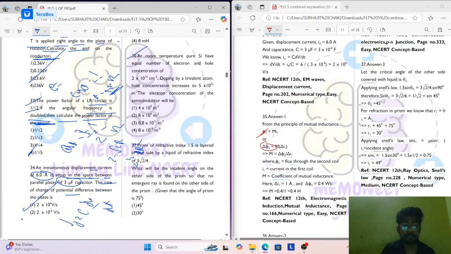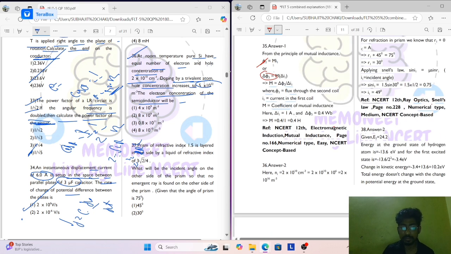At room temperature, pure Si has equal number of electron and hole concentration. On doping by trivalent atom, hole concentration increases. The electron concentration of the semiconductor will be, yeah, Ni is given in meter cube. It will be 10 to the power minus 6, 10 to the power plus 6, you have to multiply with. It will become 2 into 10 to the power 16.